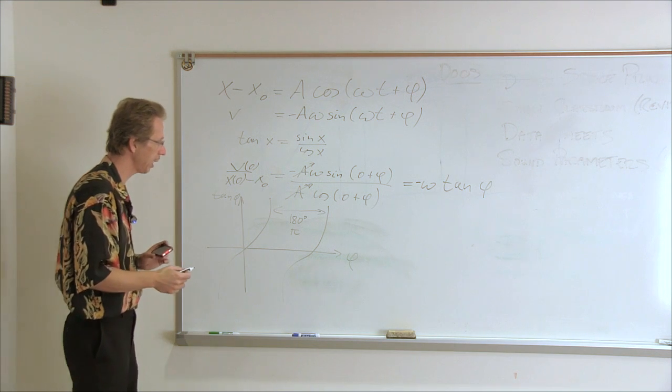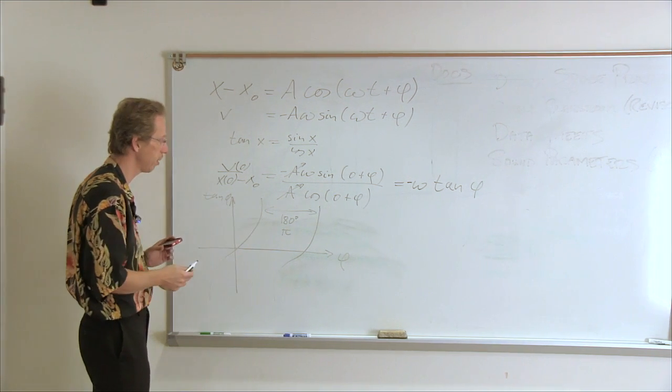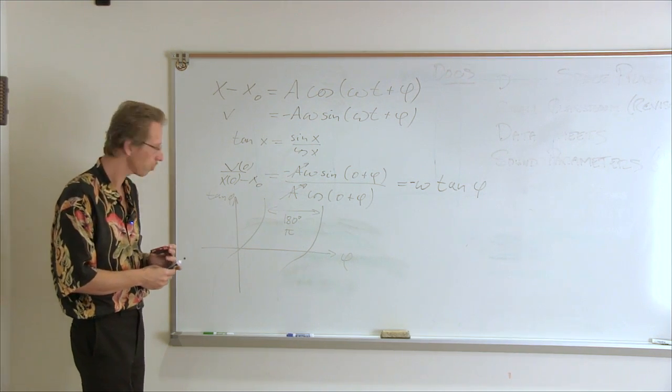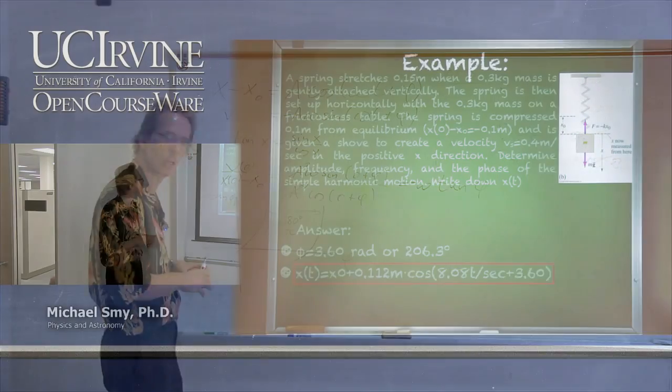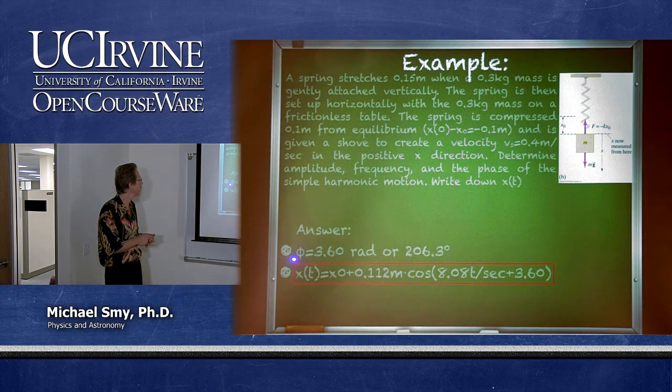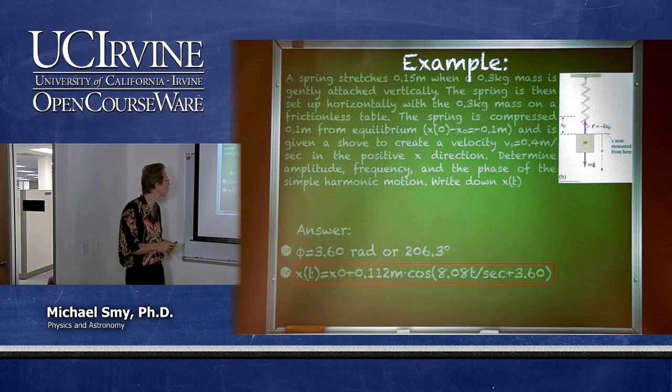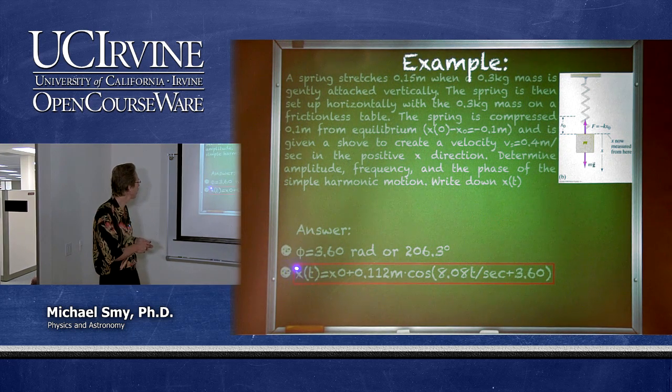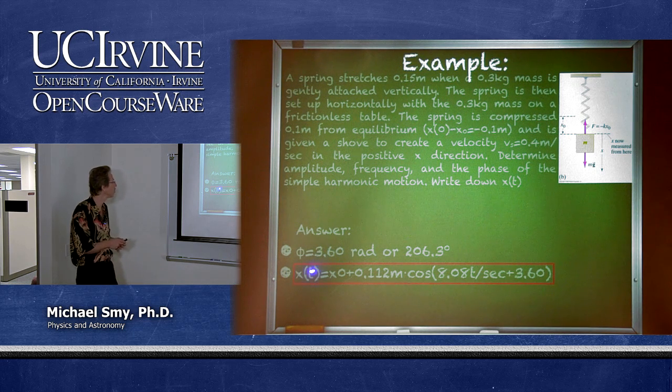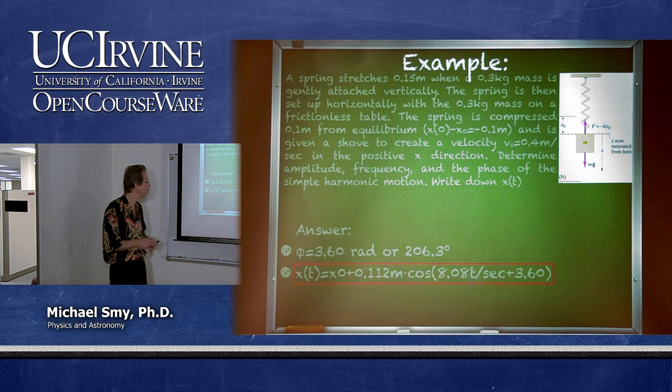And it turns out in this case we need to add 180 degrees or pi. And so with that we find that the phase angle is 3.6 radians or 206.3 degrees. And we can then write down the equation for the simple harmonic motion as x of t equals x naught plus 0.112 meters times cosine of 8.08 t per second plus 3.60.